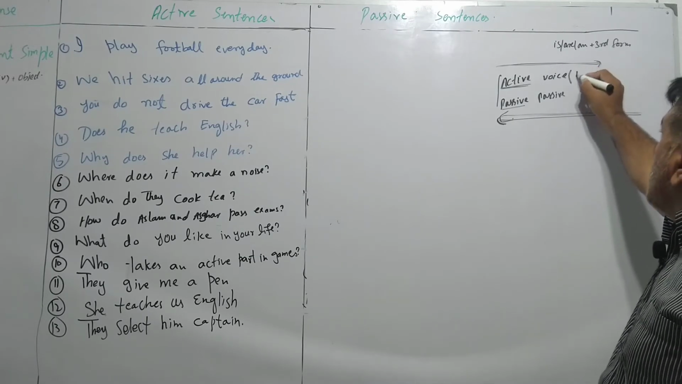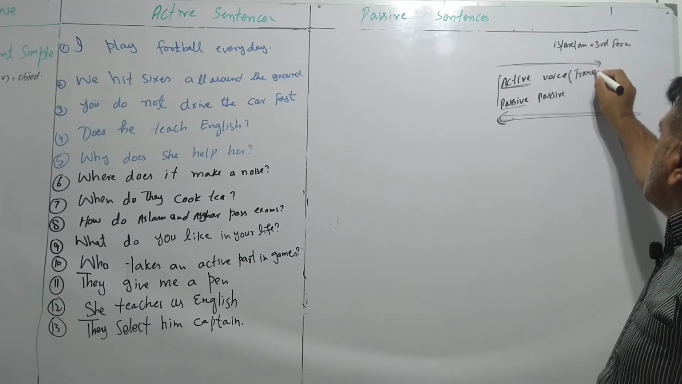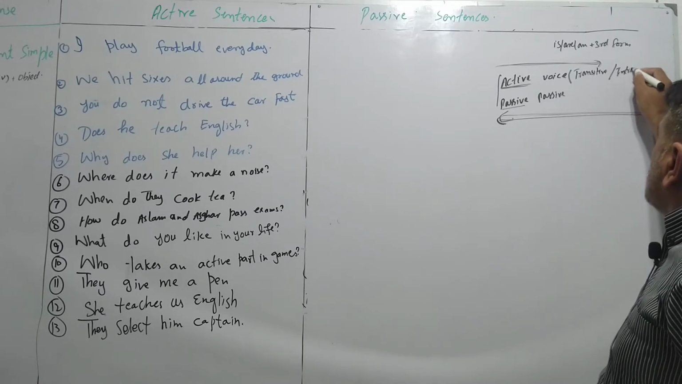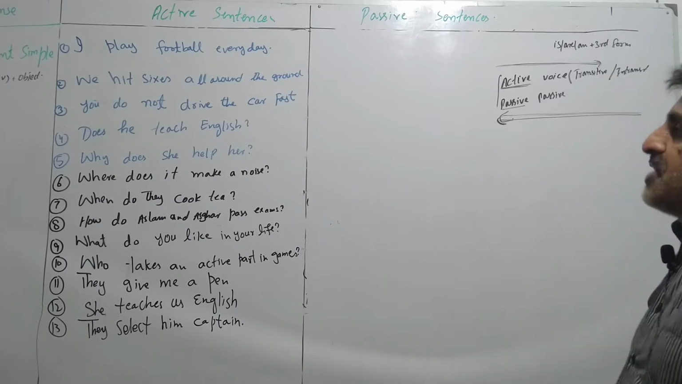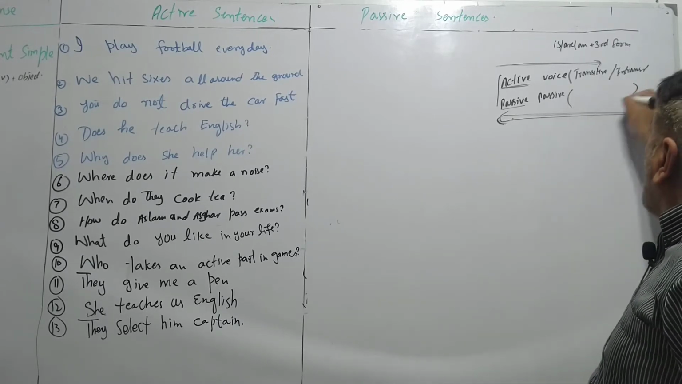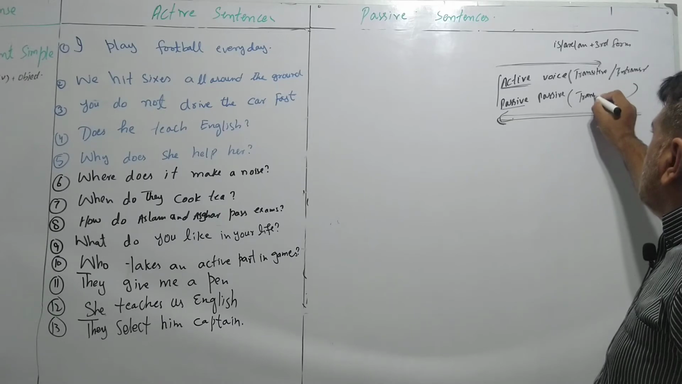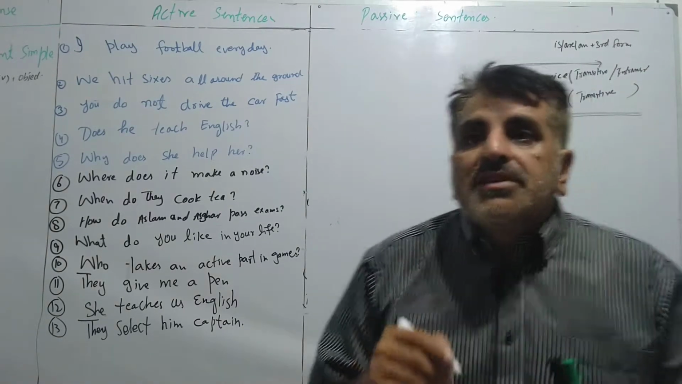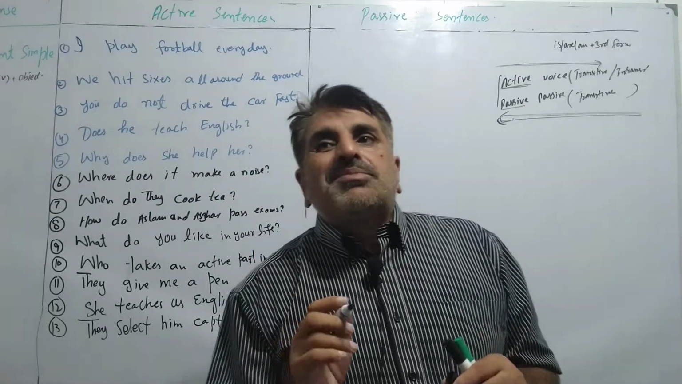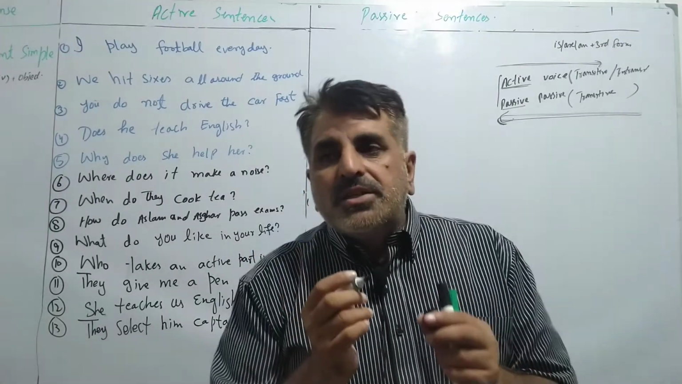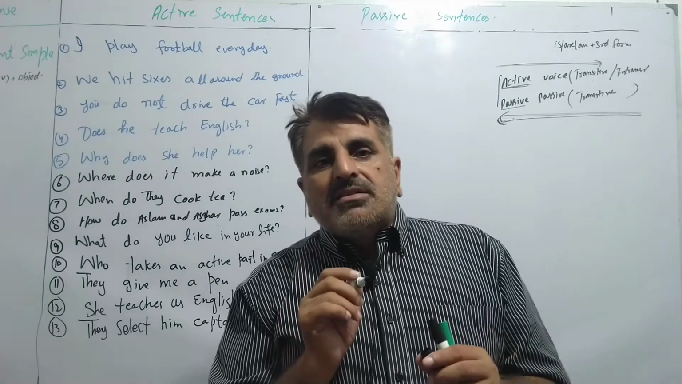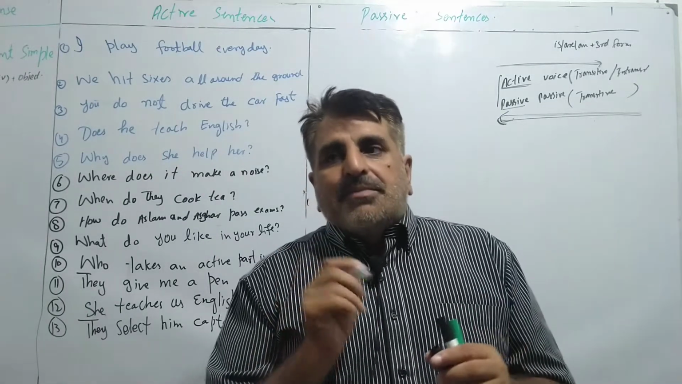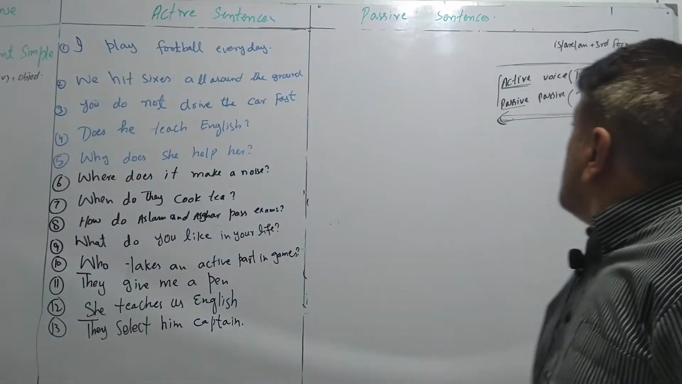In active voice, we have transitive verbs and we have intransitive verbs. This is the main difference. But in passive, we have only transitive verbs. What is a transitive verb? A transitive verb is a verb which needs an object to complete its sense. In contrast, an intransitive verb is a verb which doesn't need any object to complete its sense. It is itself complete.